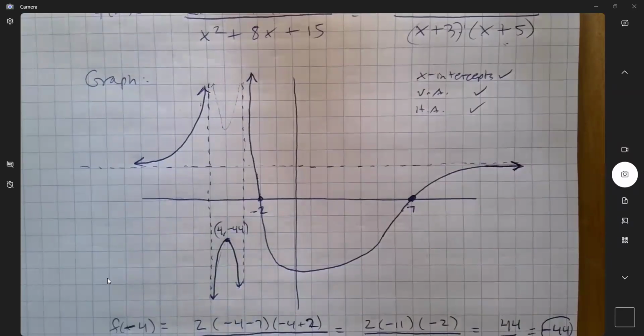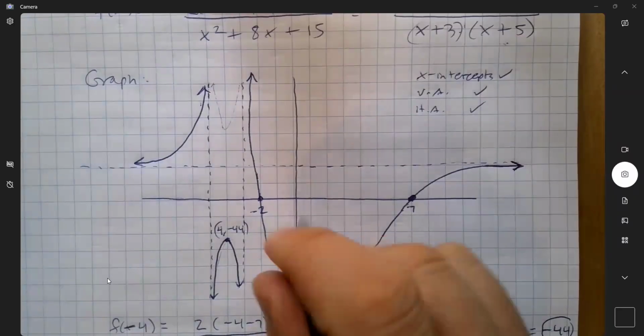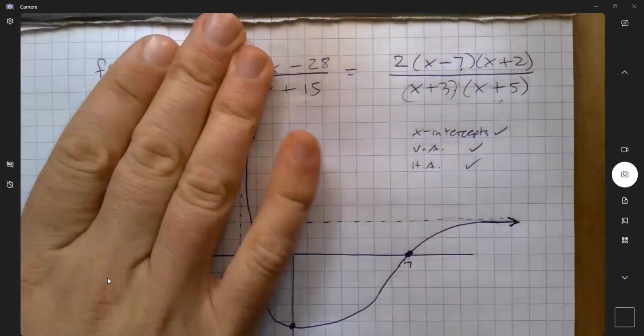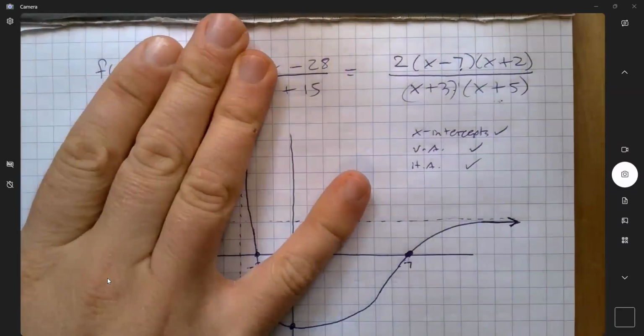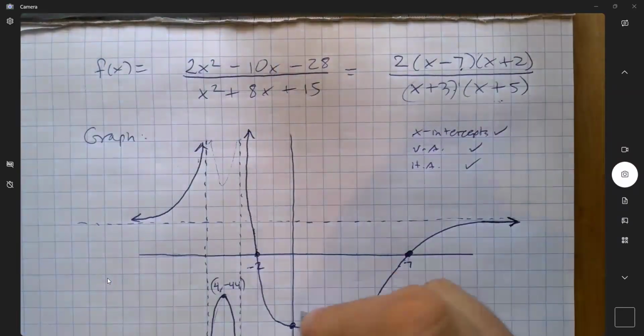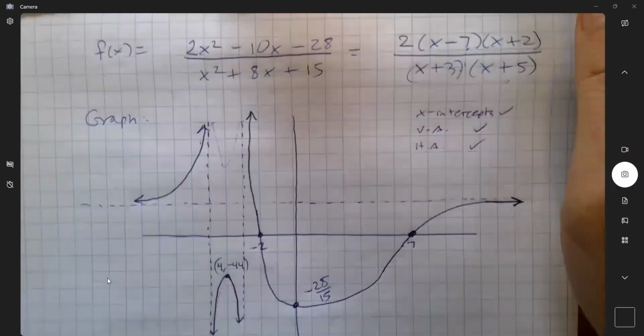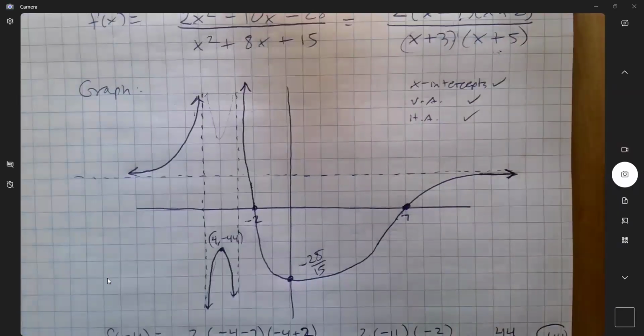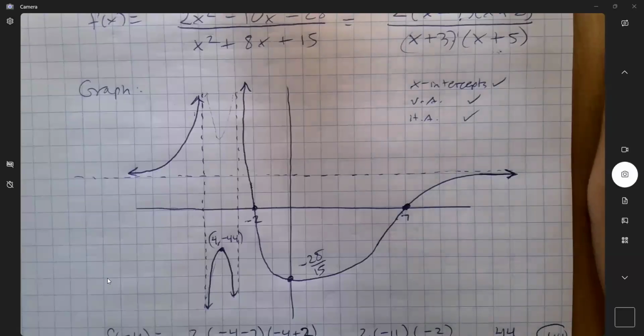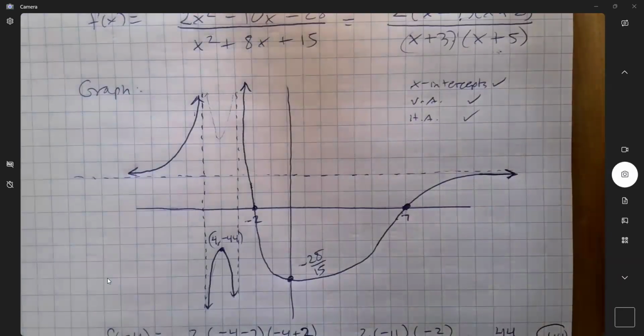It doesn't have all the details. Well, I can put the y-intercept. That's super easy. Just cover that up. The y-intercept is -28 over 15. And that's my function. Rational functions look strange. They follow specific rules, but those rules can produce strange looking graphs. So you really have to focus on the rules to help you draw them.